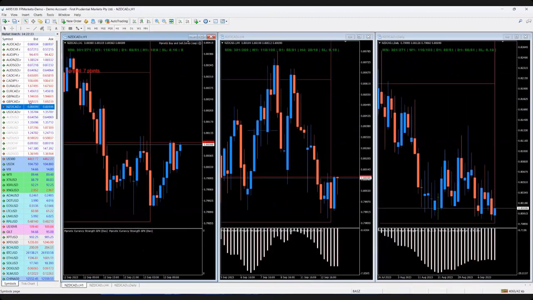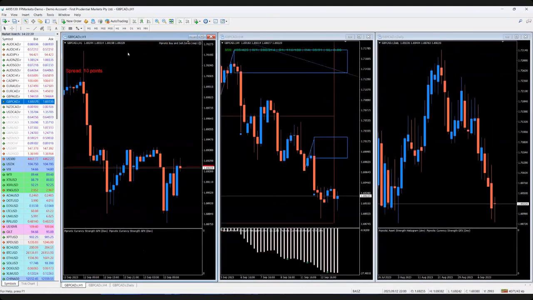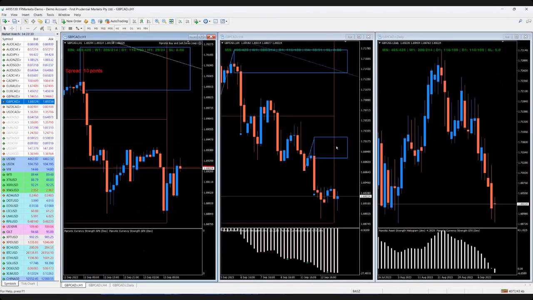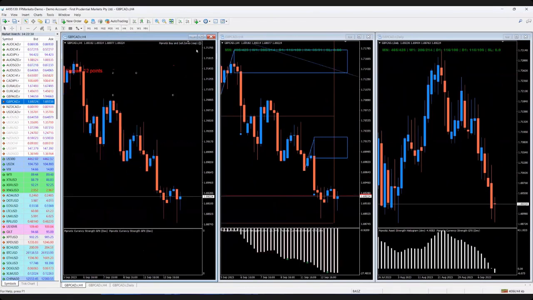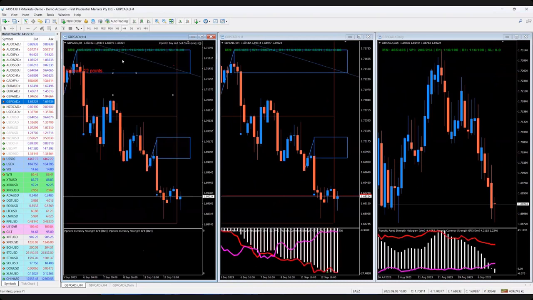Okay, before I do that, I just want to show you what we can do. For example, I mean, this is the hourly chart, but if I like this one here, then I'd simply change the time frame on this chart where the algo is running, and I can say auto trading, and it'll put an order in there.